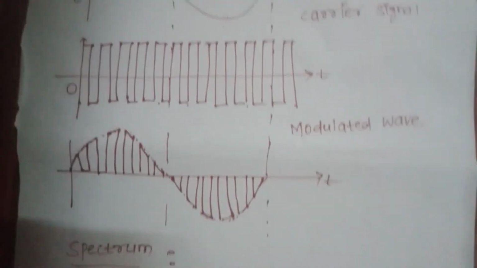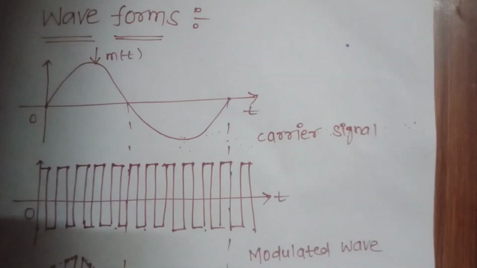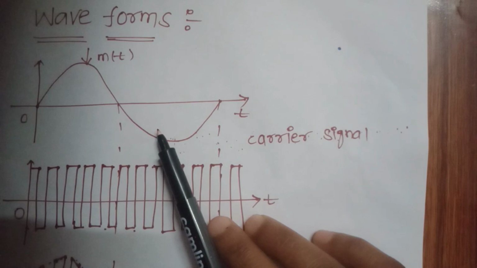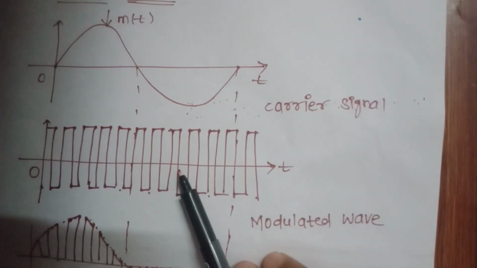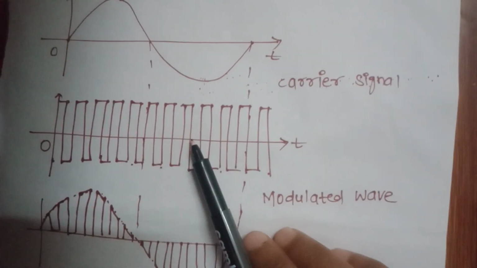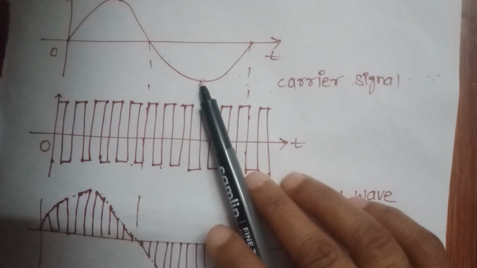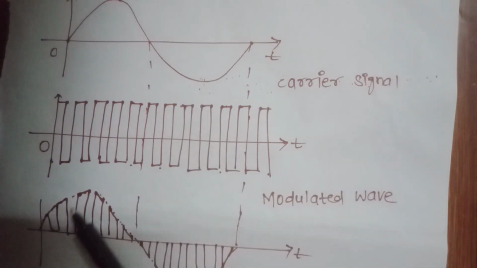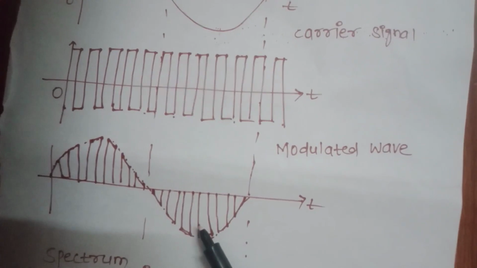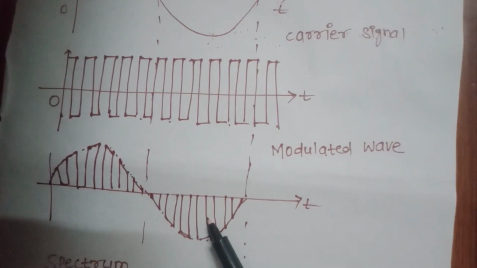Next, coming to the waveforms. This one is the modulating signal and this one is the carrier signal. According to the modulating signal, the carrier signal amplitude will be varied. So this is our amplitude modulated wave.